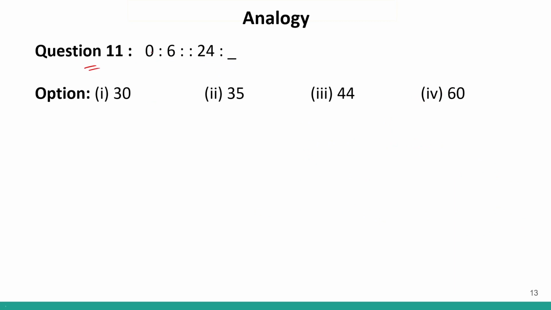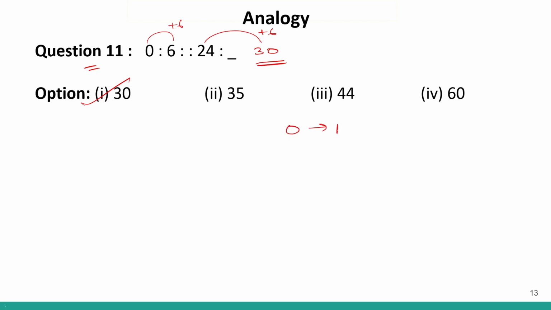Question number 11, 0, 6 and 24. Very clearly this is plus 6. So if I add 6, I'll get 30. Correct? If I add 6, I'll get 30. So my answer can be this one. Option number 1, 30. Correct? This can be my answer. But now I have another logic also.